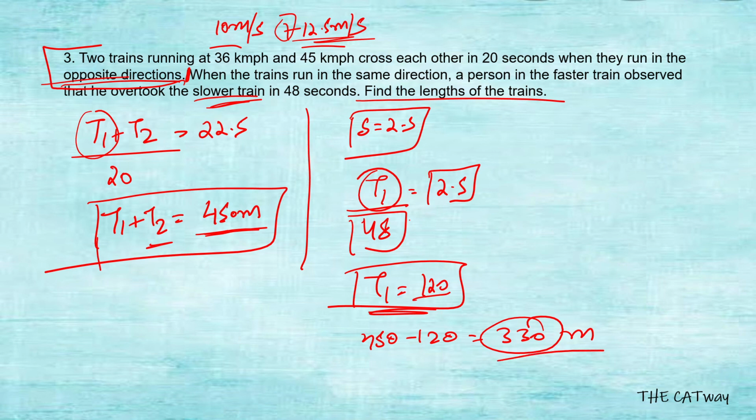So I hope you have understood all the three questions well, guys. So this was all for relative speed. The questions are easier. Do not get confused. Just go by part. Break the question into parts, solve each part individually, and you will get your answer very easily.